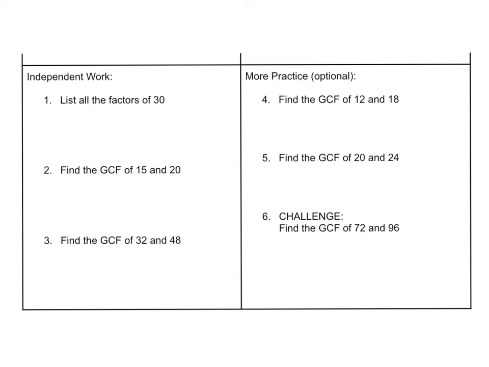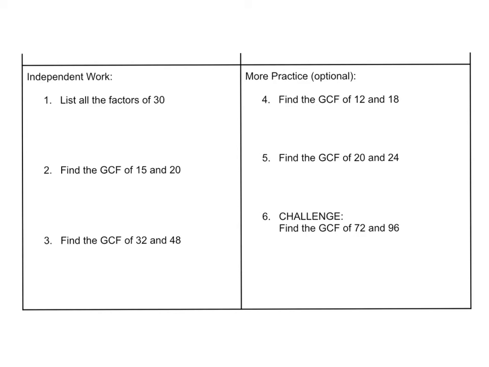Okay, so number 1 is list all the factors of 30. Number 2, find the greatest common factor of 15 and 20. And number 3, find the greatest common factor of 32 and 48.